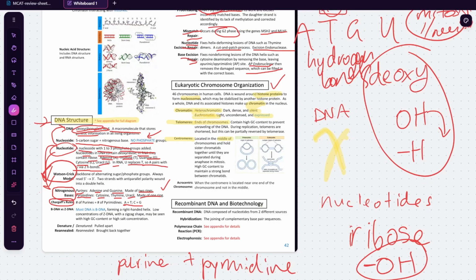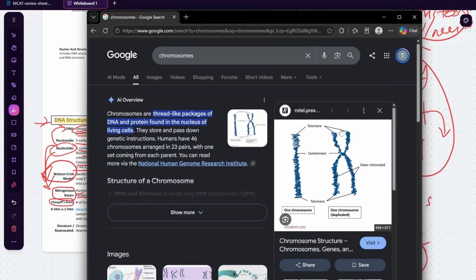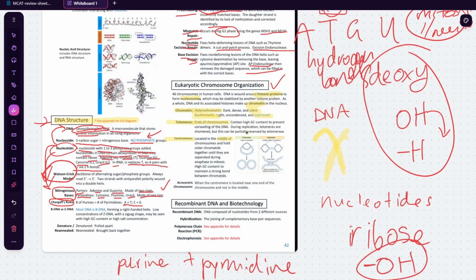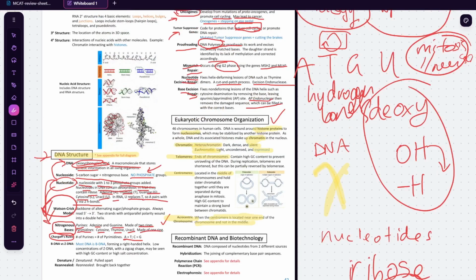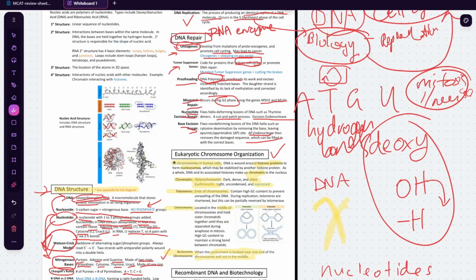Here we go. This is a good picture. So telomeres at the end and the centromeres in the middle, as you can see. And the acrocentric chromosome is basically what it says here, when the centromere is located near one end of the chromosome and not in the middle. All right, so that was eukaryotic chromosome organization. It's just explaining what the chromosome structure is. And also you have 46 chromosomes in human cells in total.